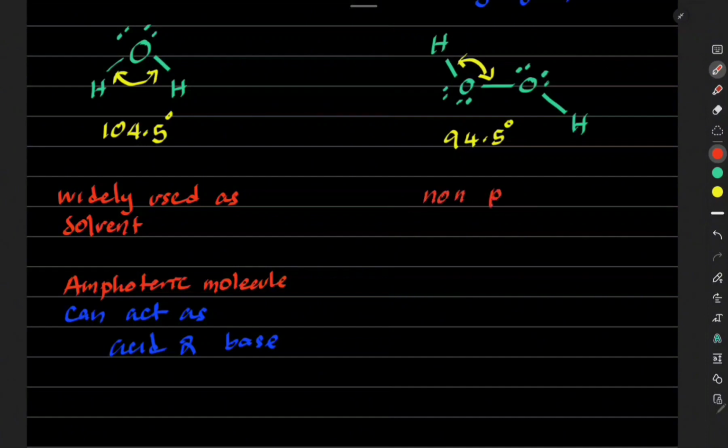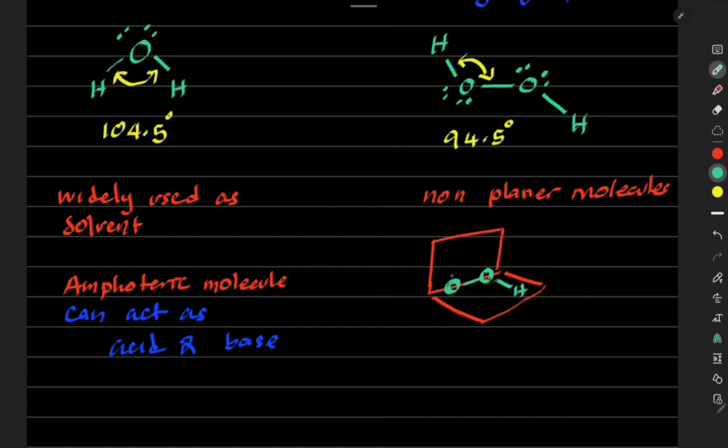Hydrogen peroxide is a non-planar molecule. We call it the open book model. I'll draw a book, with an oxygen atom here and another oxygen atom here, bonded like that, and a hydrogen connected here and the other hydrogen connected like this. These are the lone pairs. Don't write it as the book model, just remember this. The angle between the two planes is 111.5 degrees.